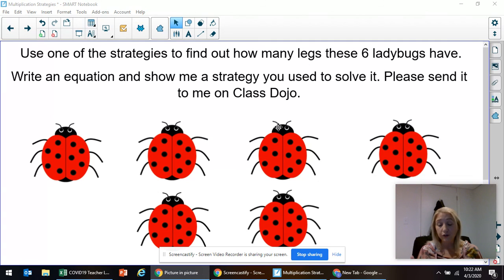Any of the strategies. You can use an array. You can use skip counting. You can draw out equal groups. You can do number lines. You could do repeated addition. Any of those will work. Remember, there are 6 ladybugs, and if you look at the ladybugs, they each have 1, 2, 3, 4, 5, 6. So how many total legs do these ladybugs have?